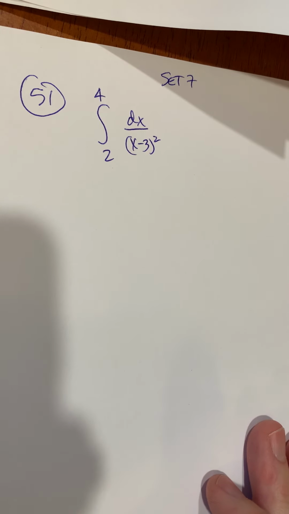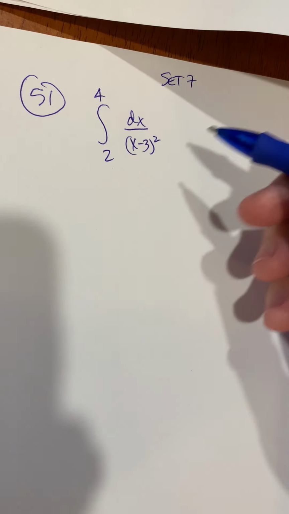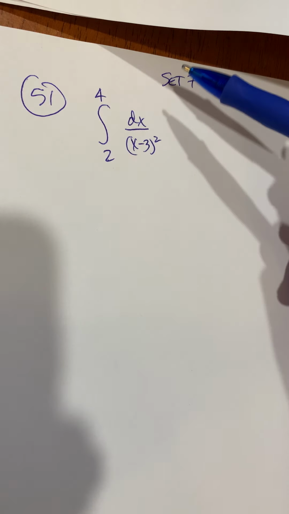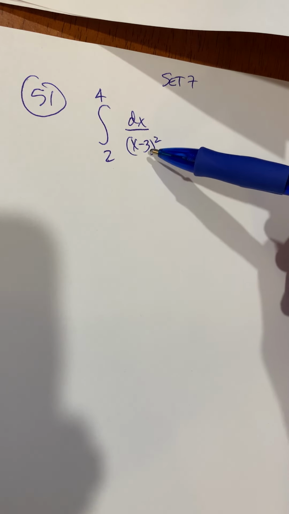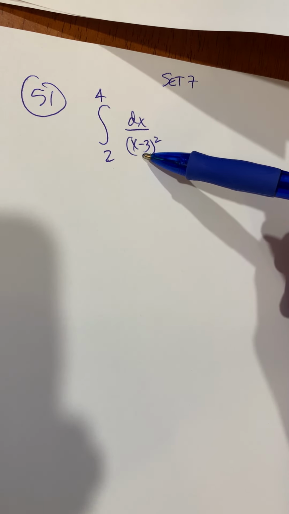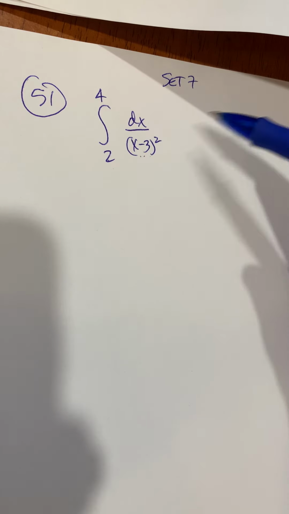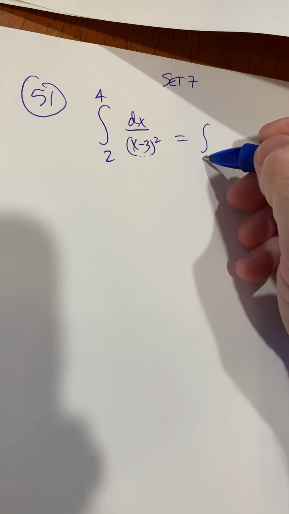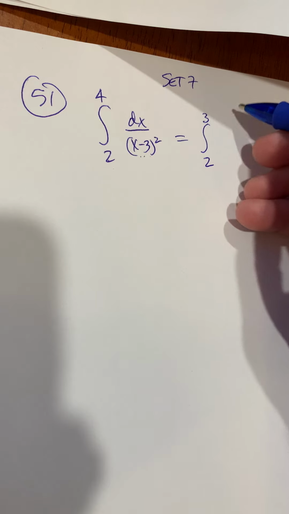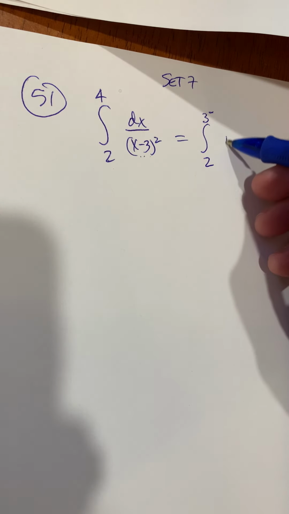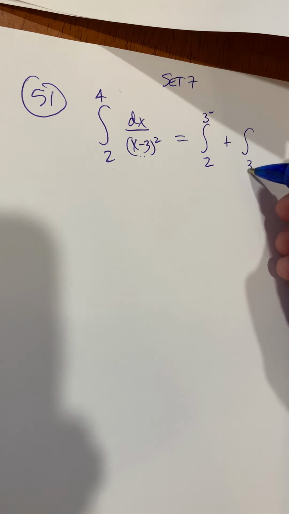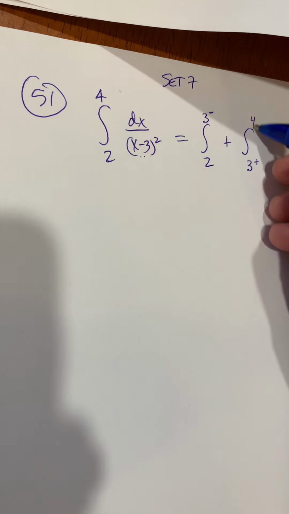All right, set 7, problem number 51, a little improper integral. The integral from 2 to 4 of dx over (x minus 3) squared. Notice there is a discontinuity at x equals 3. So we're going to have to break this up, and go 2 to 3 from the left, and we're going to have to add that to 3 from the right to 4.